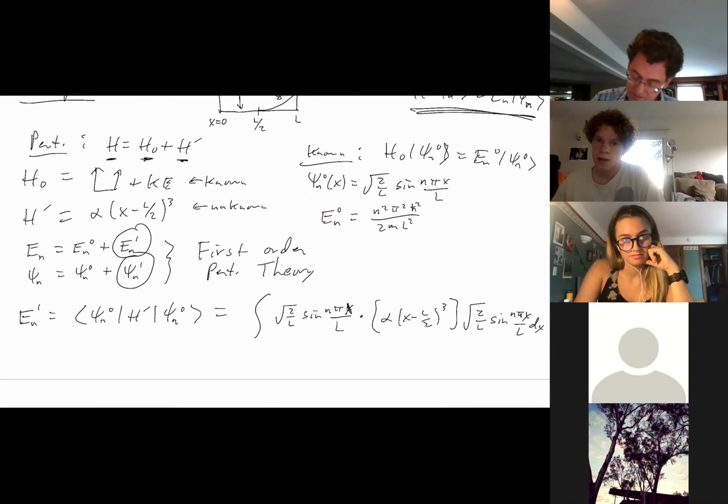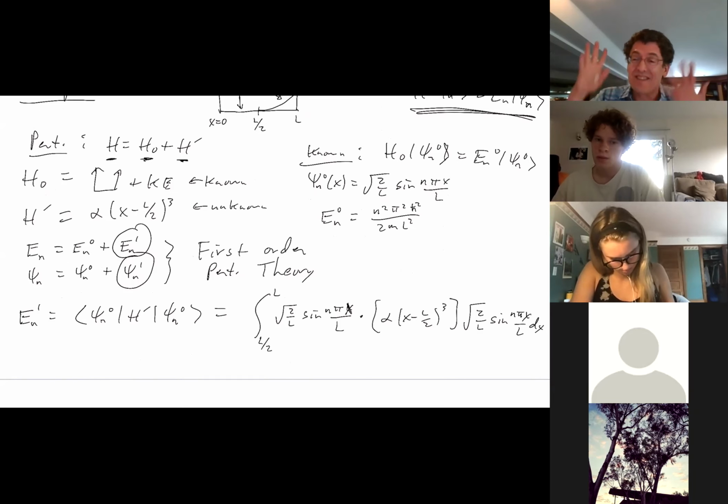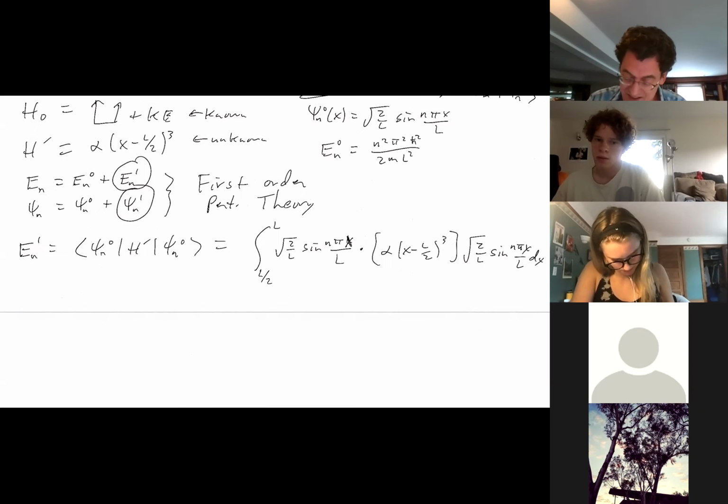L over 2 to L. Yes, I just want you to see that. It's important. You've got to get these limits right or you won't get the right answer. Great, so you just do that integral. Boom, you got it. I'm not going to do the integral.